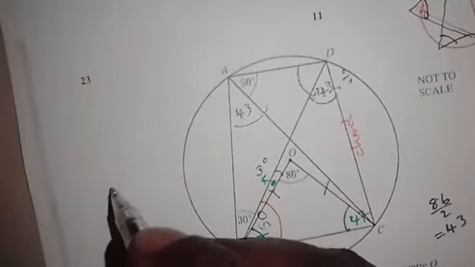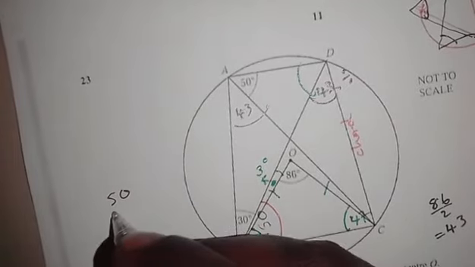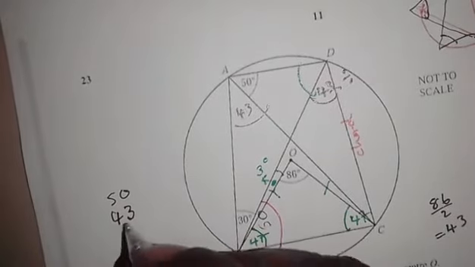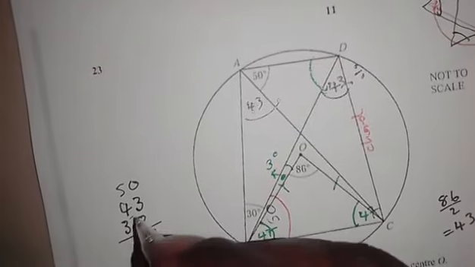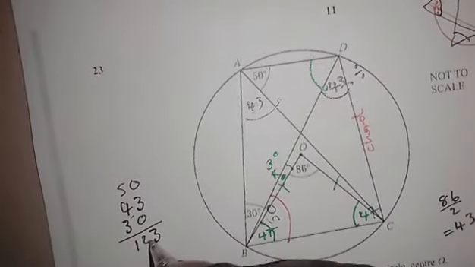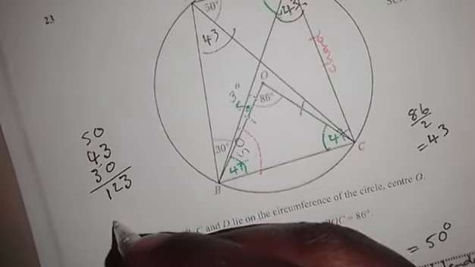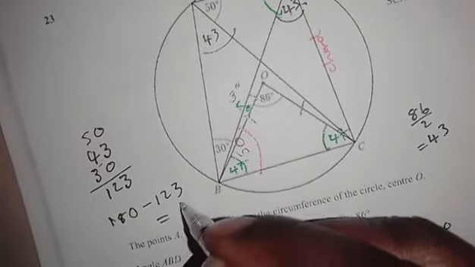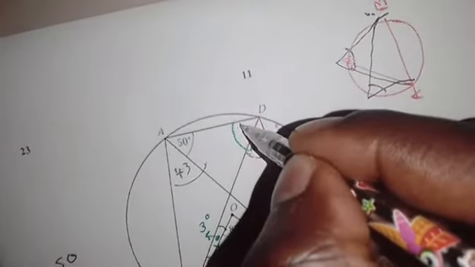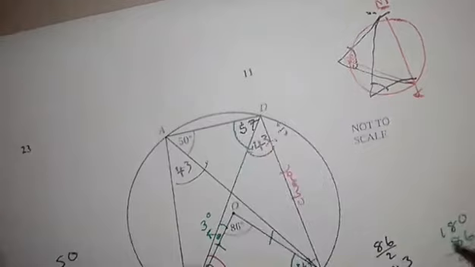So here I take 50 plus 43 plus 30. That gives 3, then 9 plus 3 gives 12, so we get 123. So 180 minus 123 gives 57 degrees. So it means that at D we have 57 degrees.